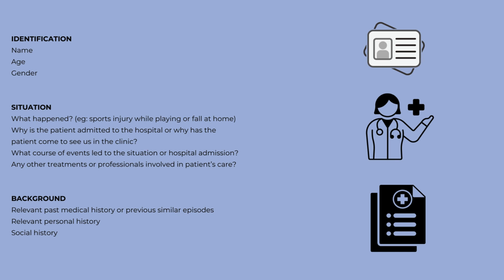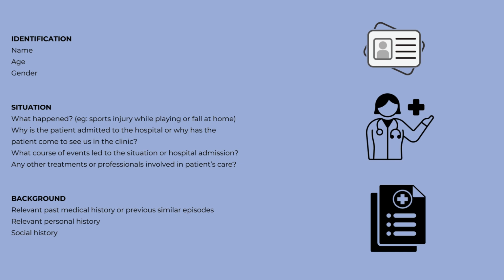Moving on to the background, we would say that the patient's, again, we would have to mention the patient's past medical history or the patient's previous similar episodes. Let's say the patient has had an ACL injury or a hamstring tear before, and it was a couple of years ago. He did not get proper rehabilitation, and then he's got it again, something of that sort. Relevant personal history. So we would like to know whether the patient is a smoker, whether he drinks alcohol, and any other relevant personal history that you may need.